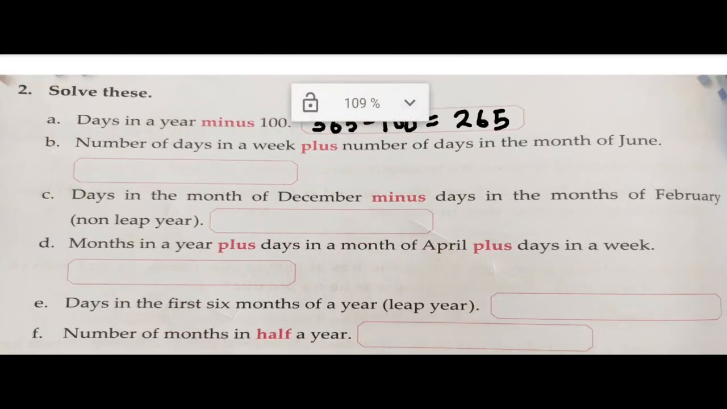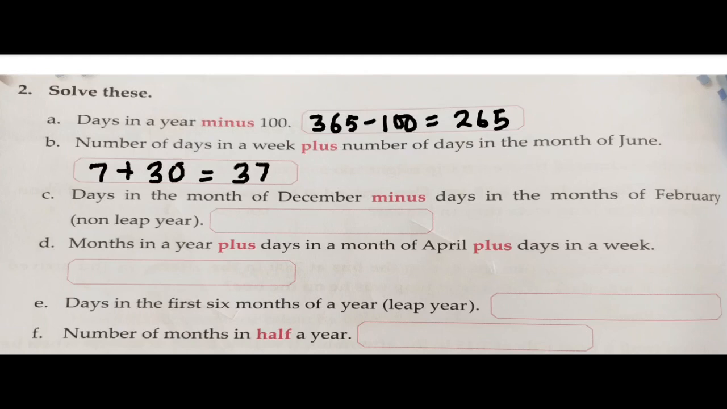Now next, number of days in a week. So there are 7 days in a week. So let us first write 7 plus number of days in the month of June. So we know that in the month of June there are 30 days. So 7 plus 30 equals, our answer is 37.